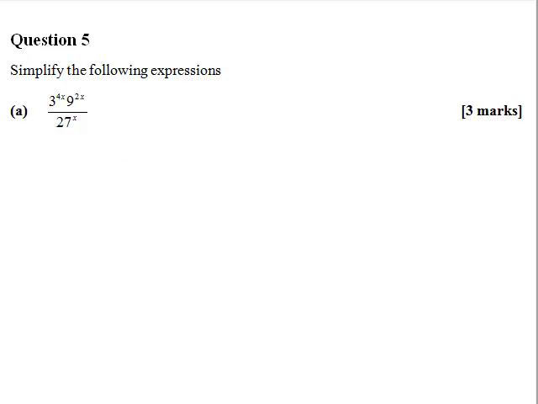Simplify the following expression. Notice that 3 is a prime factor of all the parts of the expression. You've got a 3 there, 3 squared there, and a 3 cubed there. So start by factorising the 9 and the 27.